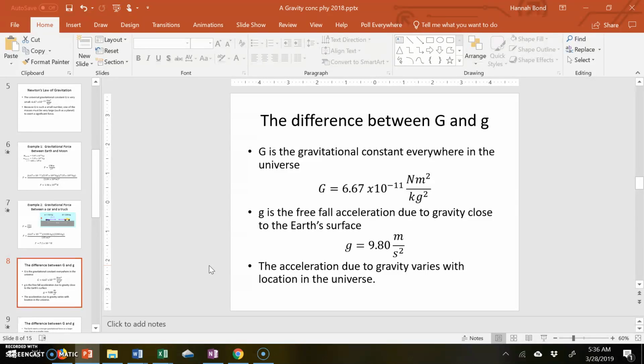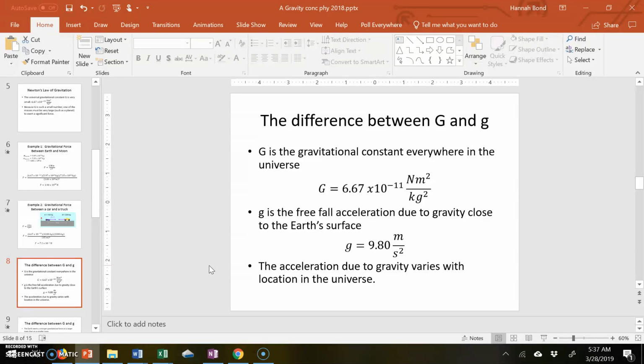So we now have two constants, both named g. Uppercase G is the universal gravitational constant. It's called universal because, as far as we know, it is the same everywhere in the universe. It does not ever change. It's always 6.67 times 10 to the negative 11th.